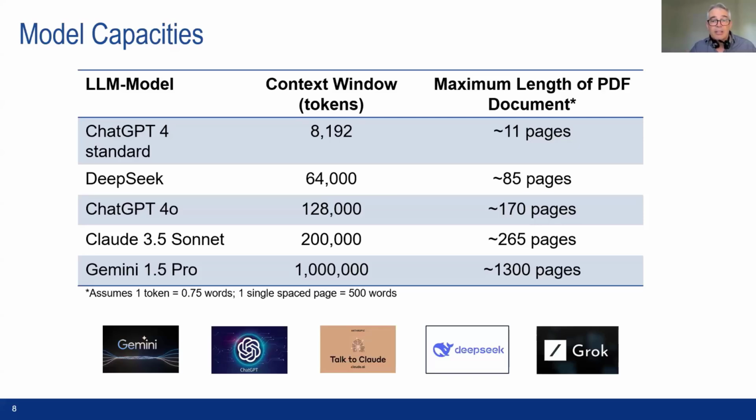DeepSeek, on the other hand, already has a much larger context window, allowing uploads of about 85 pages, Claude Sonnet about 265 pages, and Gemini 1.5 Pro offers a really large context window for around 1,300 pages of PDF documents.